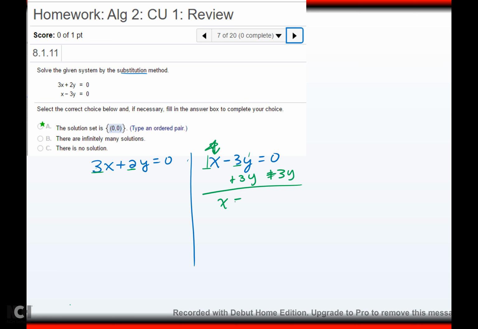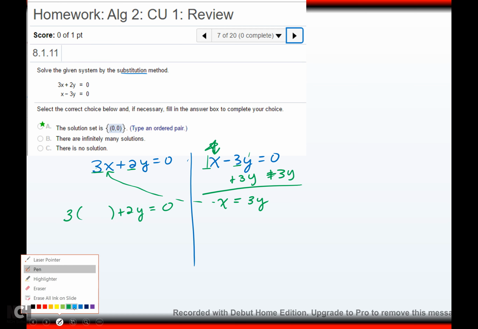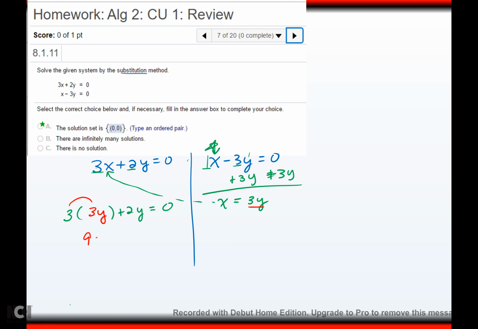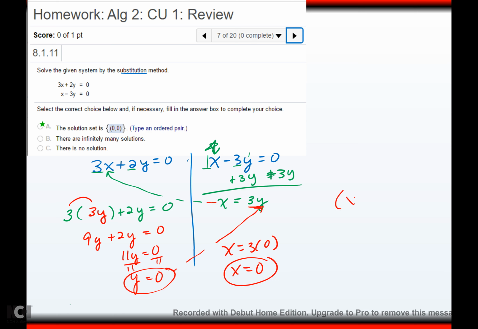That gives me x equals 3y. So now if I come over and substitute it in, I get 3 times whatever I'm bringing, plus 2y equals 0. And I'm bringing an x that's worth 3y. Distribute: 9y plus 2y equals 0. That's 11y equals 0. Divide by 11, and y equals 0. Plug that in over here, and I get x equals 3 times 0, which is 0. So my solution set is (0, 0).